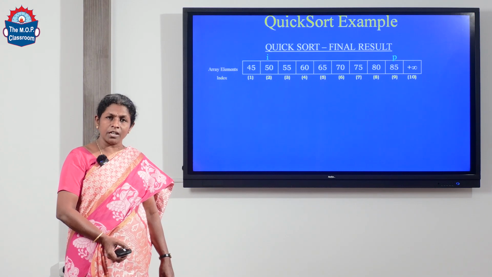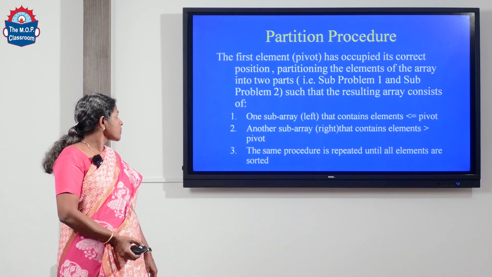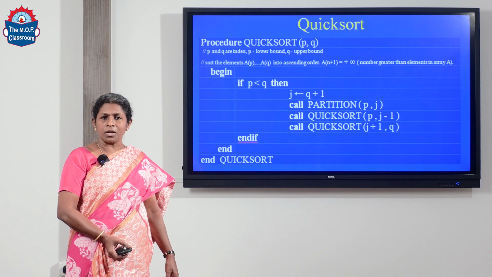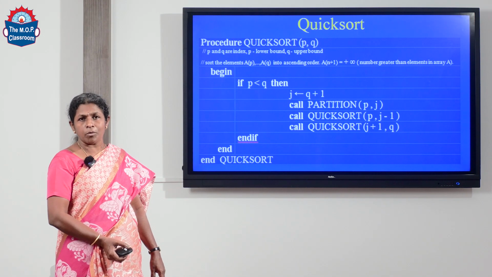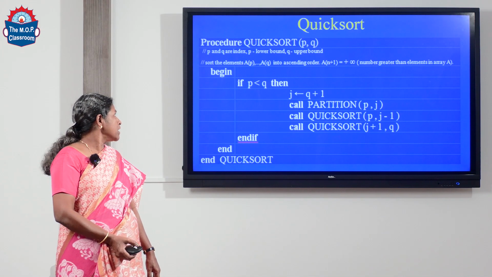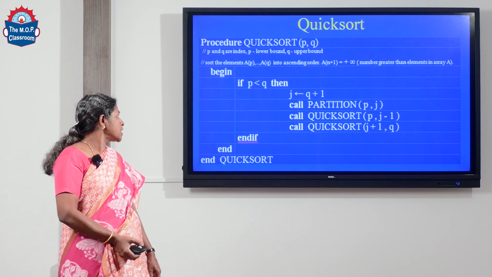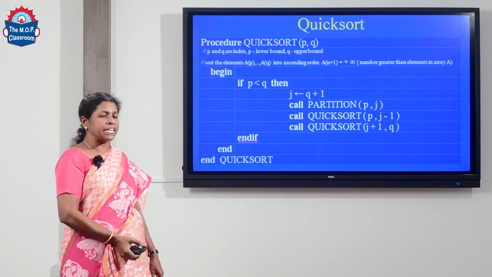Here we are using recursion in order to sort it. So, I will show you the procedure. Whatever we have done, the first condition we checked is that the lower bound must be lesser than the upper bound. According to this algorithm, P is the lower bound, Q is the upper bound. I am adding one extra element as the upper bound, so J takes the value Q plus 1. In the last place, the 10th place, I am placing an infinity, right.